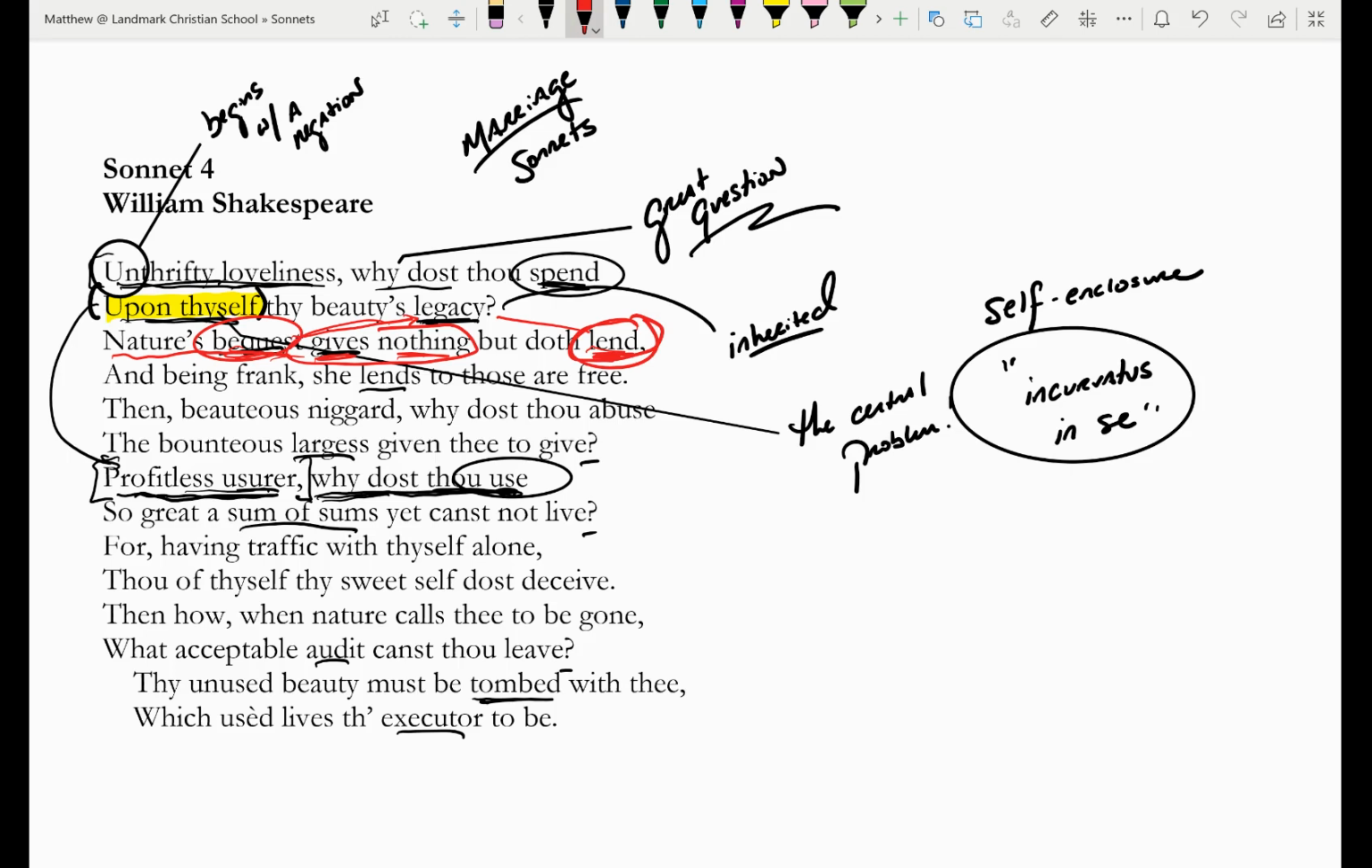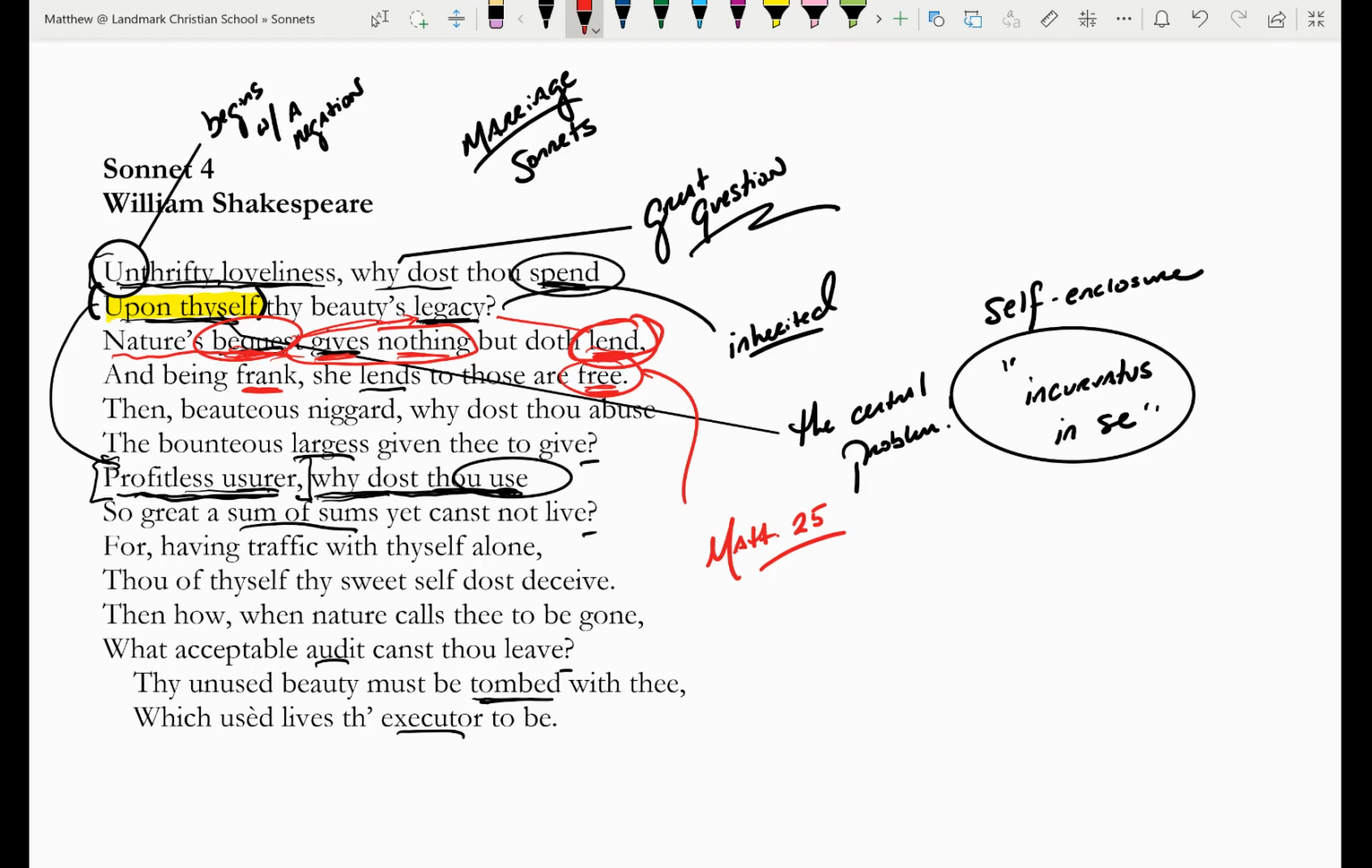Same here, the same principle, that nature's gift, the young man seems to have forgotten that it's been lent to him. And being frank, being generous, she lends to those who are free. Nature bestows liberally, freely, generously to those who in turn will bestow generously and liberally. This reflects back on the parable of the talents. If you think back in Matthew 25, that great parable that Jesus tells, where essentially to whom much is given, much is entrusted, to multiply. It harkens back to the original mandate in Genesis to Adam and Eve, to be fruitful and multiply, turn 2 to 4, turn the garden into a globe, subdue the earth and fill it.